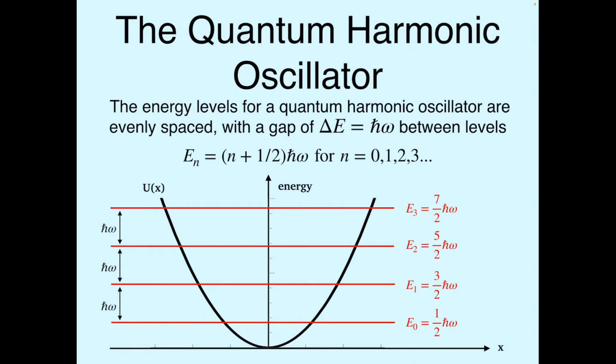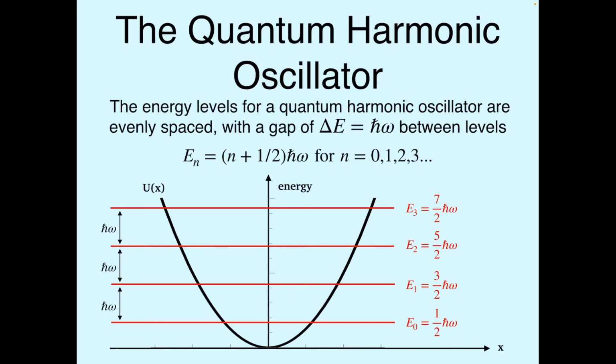If we plug in n equals 1, we're going to have 1 plus 1/2 times h bar omega. That's 3/2 times h bar omega. So that's E1, the next energy level up. Plug in n equals 2, you're going to get 2 plus 1/2, that's 5/2 h bar omega. So that's E2. And you can keep going. The next one would be 7/2, 9/2, and so on.